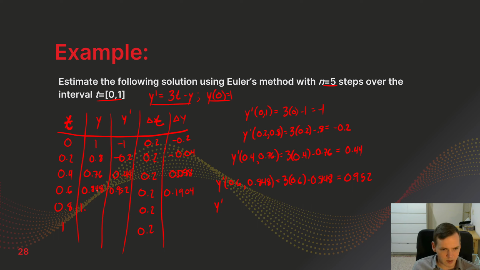4 plus 9 is 13, carry the 1, so 0, 3, 8, 4, I believe. Yep. So y of 0.8, comma 1.0384 is equal to 3 times 0.8 minus that bit. So that will be 2.4 minus 1.0384, so it'll be 1.3616.